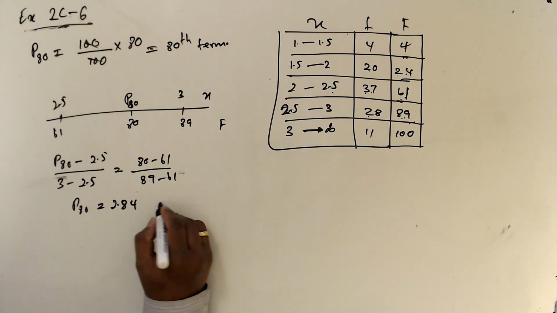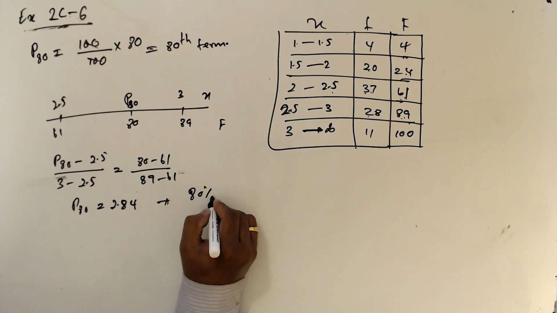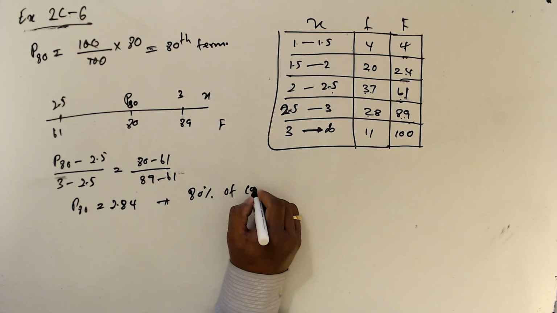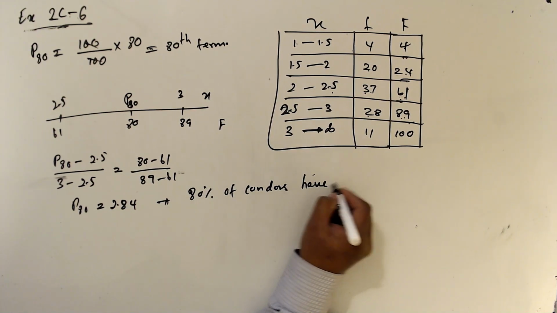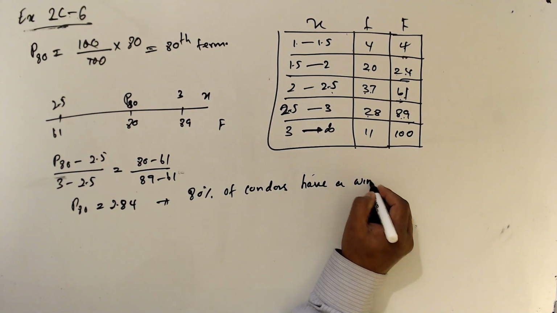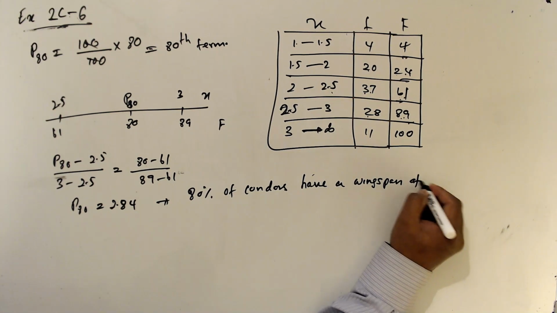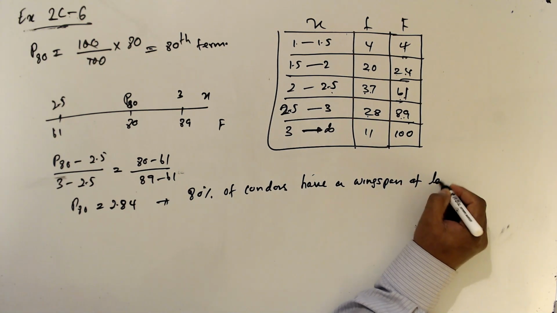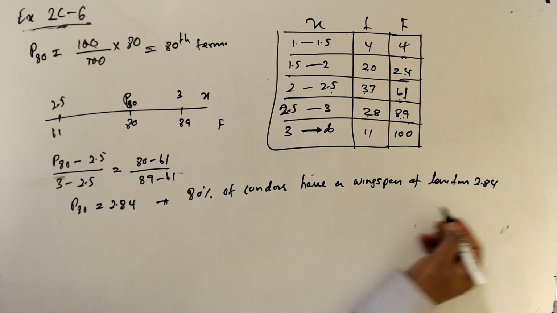So we want to interpret this one. 80% of us have a wingspan of less than 2.84.